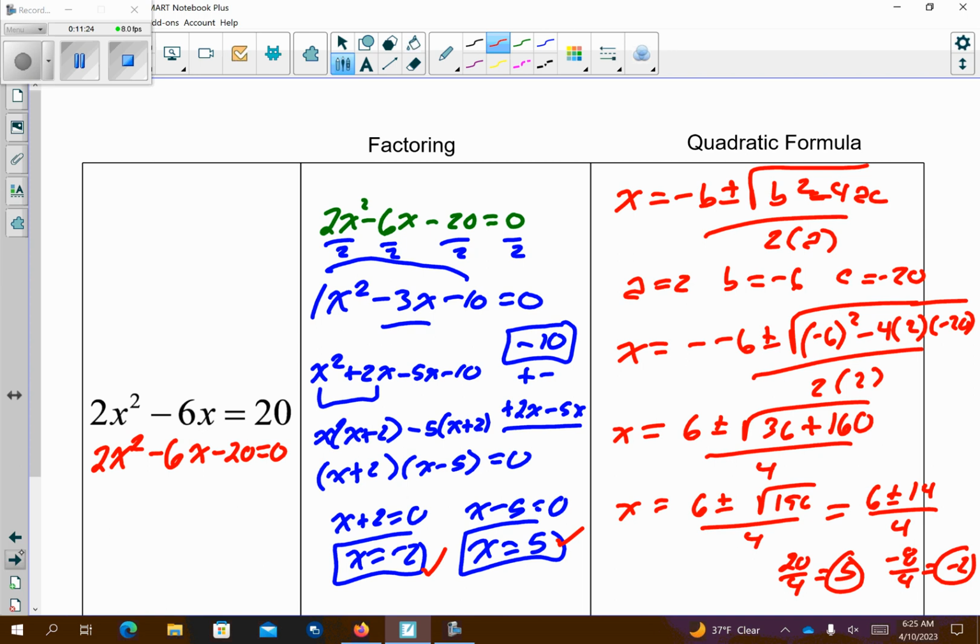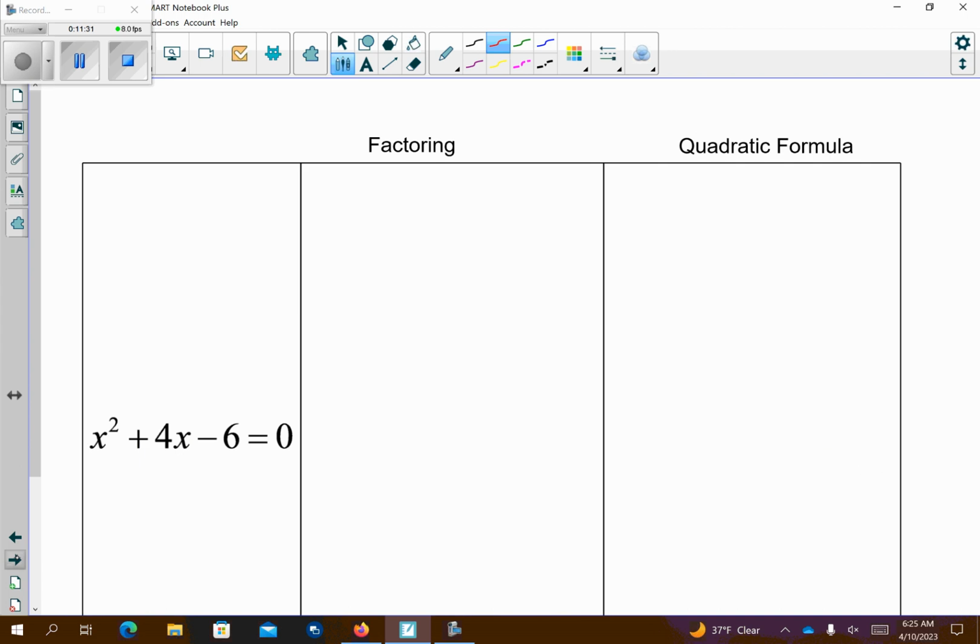So again, you could try and do it either way. Sometimes factoring might be faster. Sometimes a quadratic might be better. Let's see on this last problem. It's equal to 0. Let's see if we can factor it. So I'm going to put a 1 out front. So let's see, I have x squared plus 4x minus 6 equals 0.